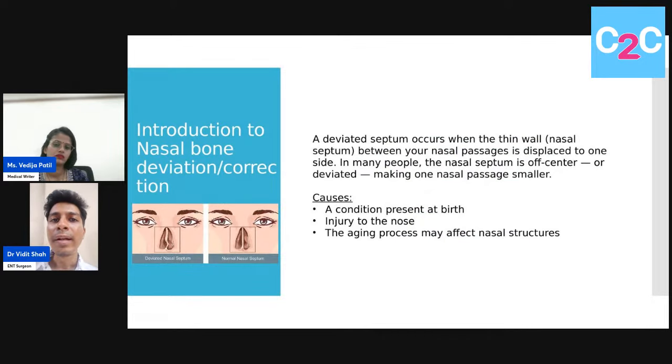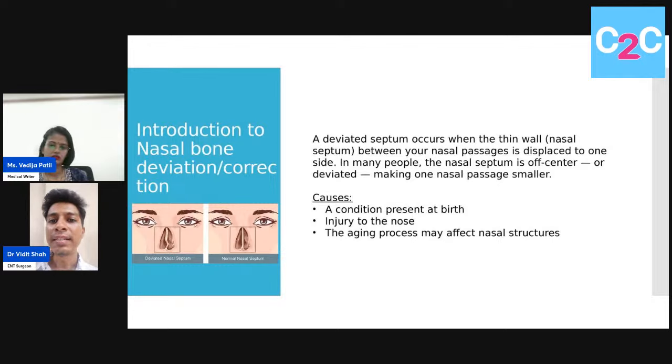Yeah. So now coming to something which I introduced at the start of the discussion, allergic rhinitis patients with a nasal bone deviation. So just a slide on nasal bone deviation. A deviated septum occurs when the thin wall, that is the nasal septum, that is the middle of the nose between your nasal passages. So between your two nostrils, you have a bone right in the middle, which is the nasal septum, that is displaced to one side.